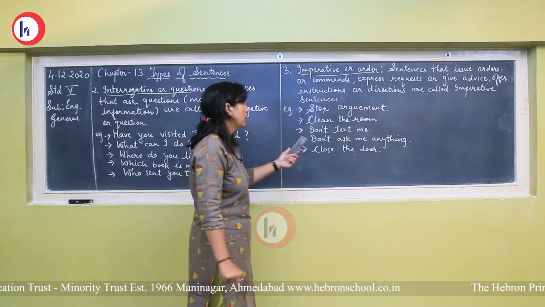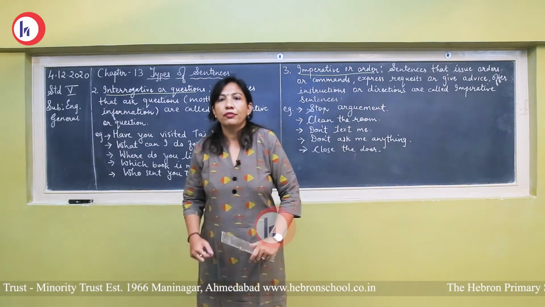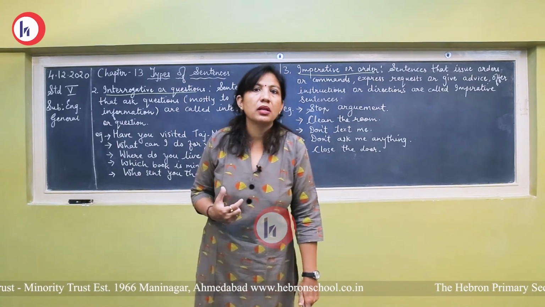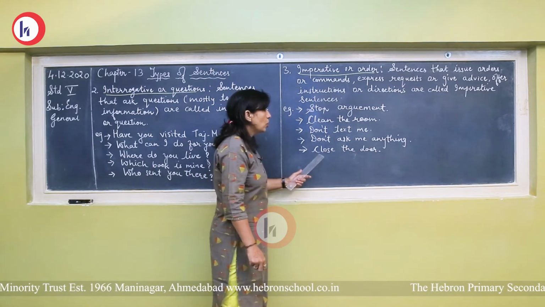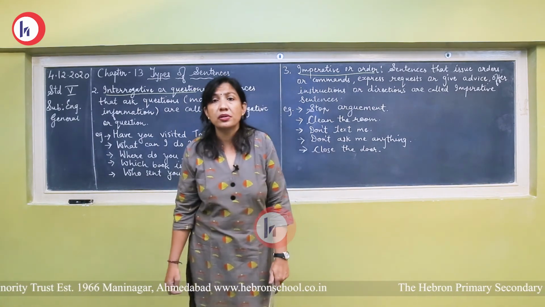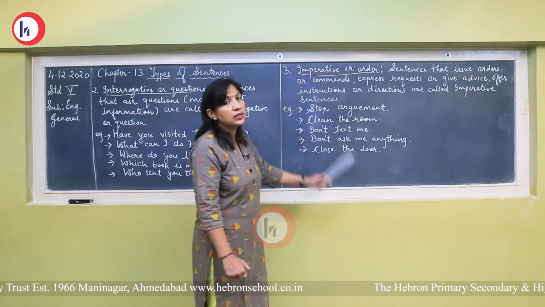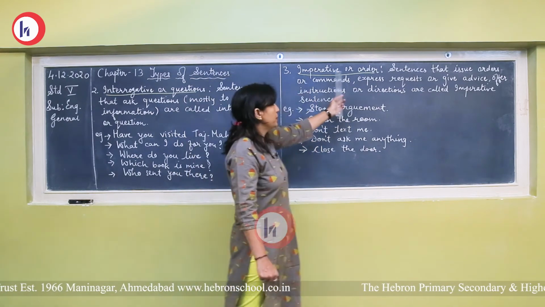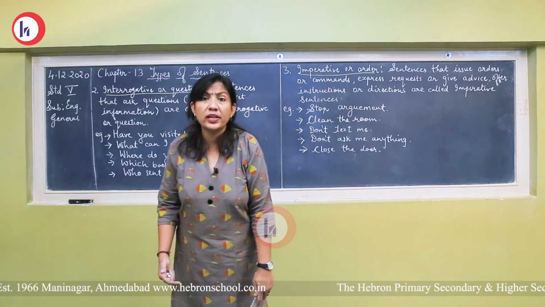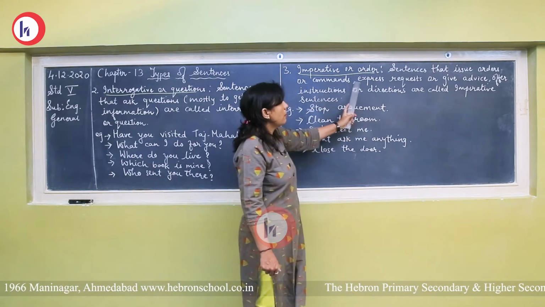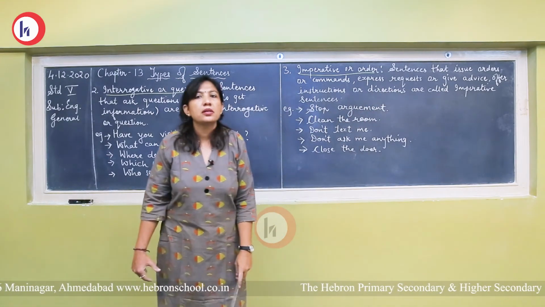Next is, don't ask me anything. When a child is continuously asking, then we say, don't ask me anything, please. Next is, close the door. Again, an order is given, close the door, close the window. All these examples come under the imperative or order type sentences. Order, request, command, advice, everything comes under the imperative sentences.